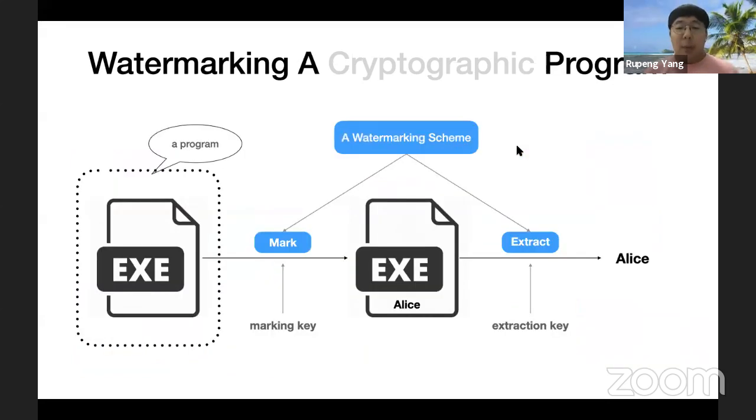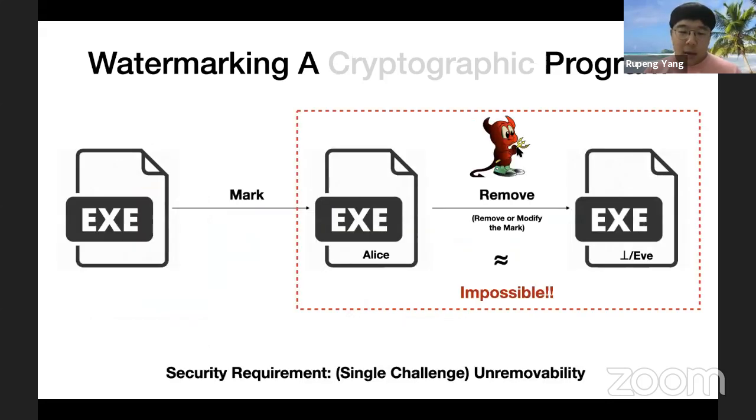In this talk, we focus on watermarking schemes for programs. Formally, it consists of a marking algorithm and an extraction algorithm. The marking algorithm can embed a message into a program with a marking key, and the extraction algorithm can extract the embedded message from a watermarked program with an extraction key. The main security property of a watermarking scheme is unremovability, which requires that the adversary is not able to remove or modify the embedded message from a watermarked program without significantly changing its functionality.